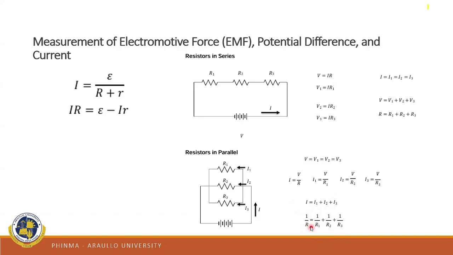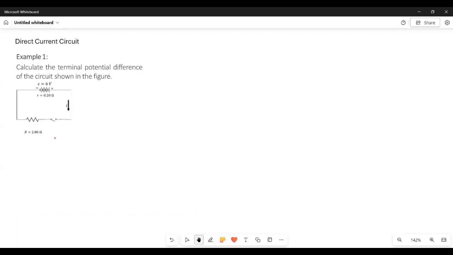So, let's proceed to our example para mas ma-appreciate natin yung formulas na binigay. Okay, we have here example number 1. For direct current circuit, calculate the terminal potential difference of the circuit shown in the figure. Then, ano ba yung potential difference dito sa ating connection? So, meron tayong formula kanina na in-introduce. I is equal to epsilon, which is our EMF, over R plus r na maliit.